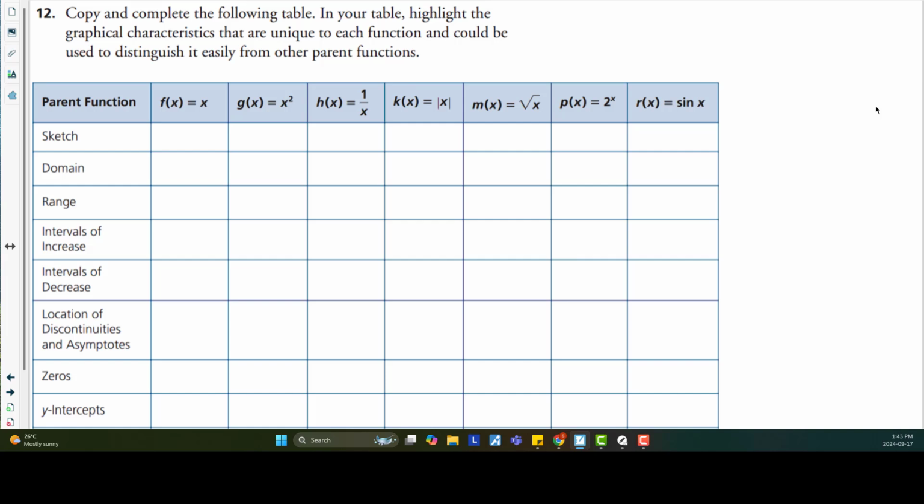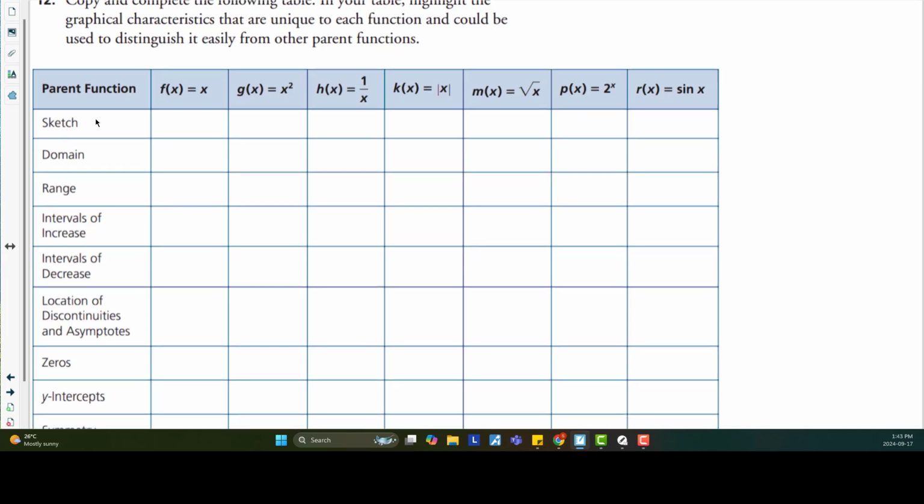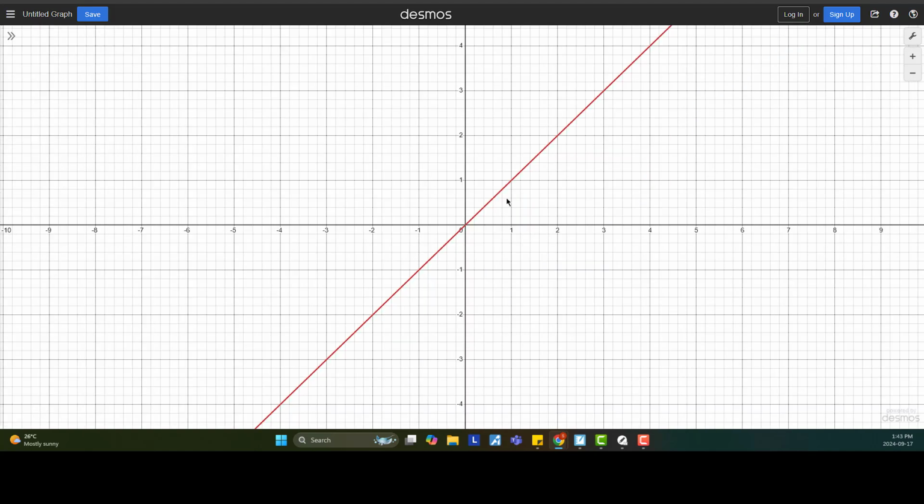So here we have all the parent functions that you should have learned in grade 11. And we are just gonna do a few things to them, such as sketching them. So let's sketch f of x equals x. And I've already done that using a software here. It's called Desmos. You can Google it. And it's a nice graphing software. And you can just write the equation and it will graph it for you. So this is y equals x.